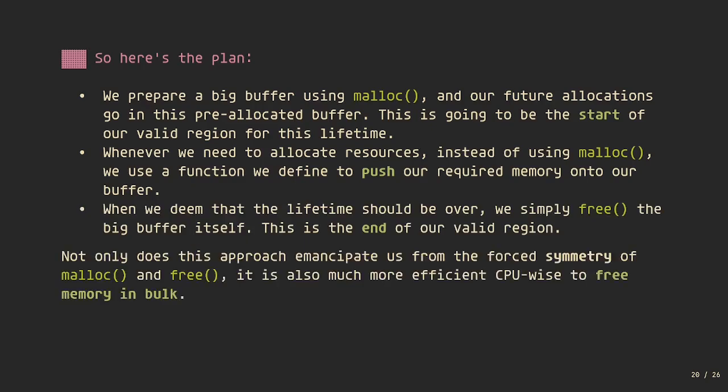Not only does this approach emancipate us from the forced symmetry of malloc and free, it is also much more efficient CPU-wise to free memory in bulk. In fact, you've already been doing this. The stack handles memory just like this. Whenever you enter a function scope, it pushes a frame onto the stack. And then whenever that function is over, it just frees that entire frame. We can use that pattern to dictate lifetimes. So here's an implementation of that plan.